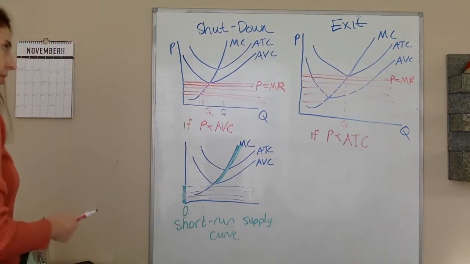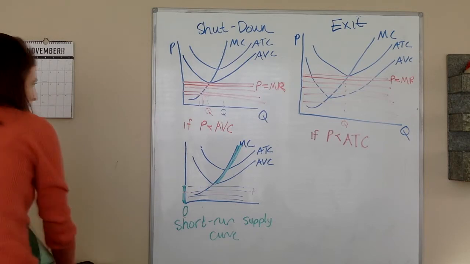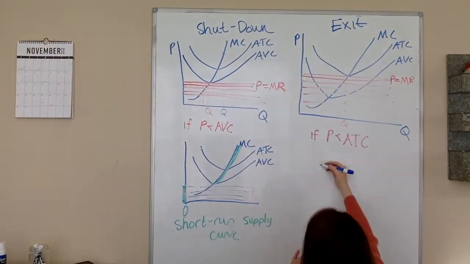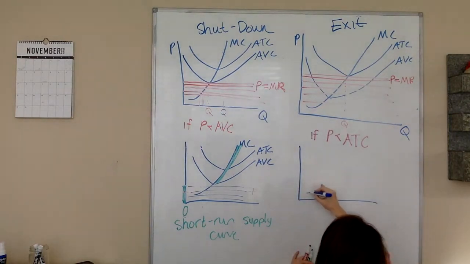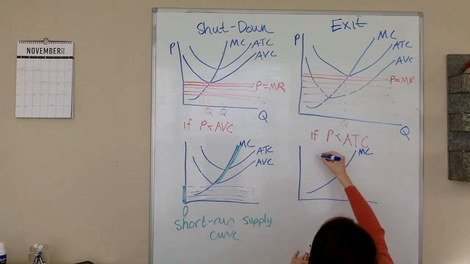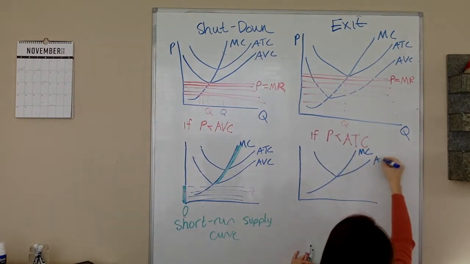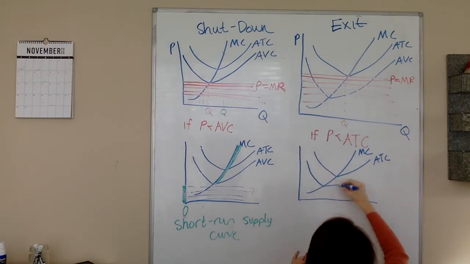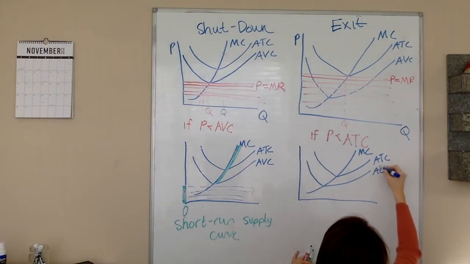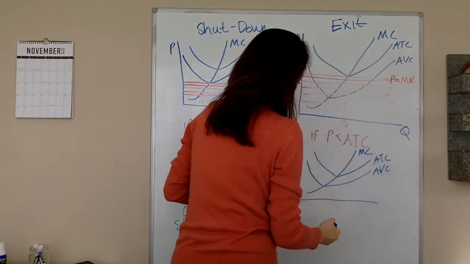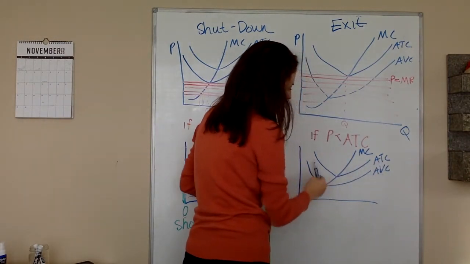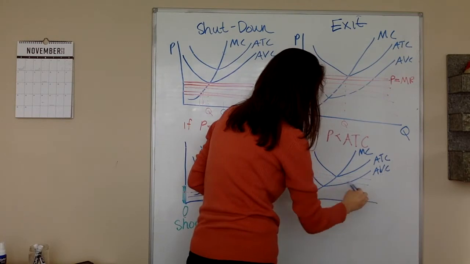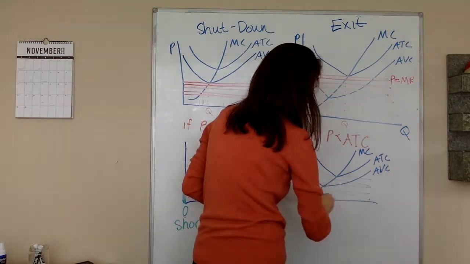Okay, now let's think about exiting. So again, draw this with me one more time. For the exiting decision, we've got a marginal cost curve, an average total cost curve that's a U, and an average variable cost curve that's a U. And we said a firm exits anytime the price bar is underneath the average total cost. So here's average total cost. Anytime the price bar is underneath there, they exit.